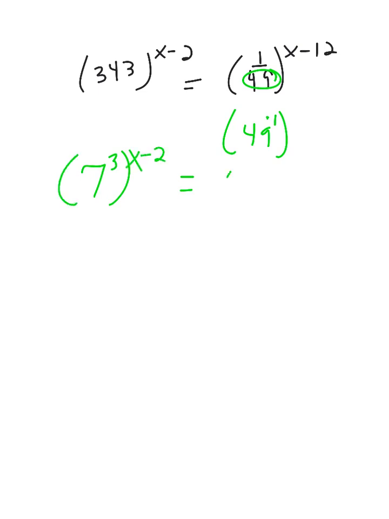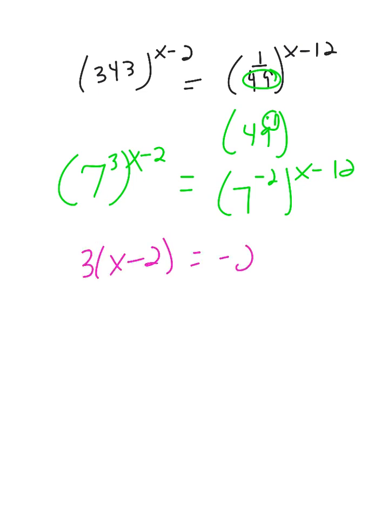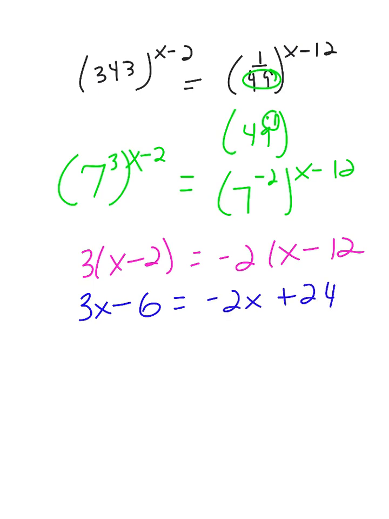49 would be 7 squared, but it's going to be negative 2 to the negative 2 because I have that negative 1. Okay, so let's set the exponents equal. I have 3 times x minus 2 equals negative 2 times x minus 12. So I get 3x minus 6 equals negative 2x plus 24. Add the 2x, add the 6, so I get 5x equals 30, so x is equal to 6.